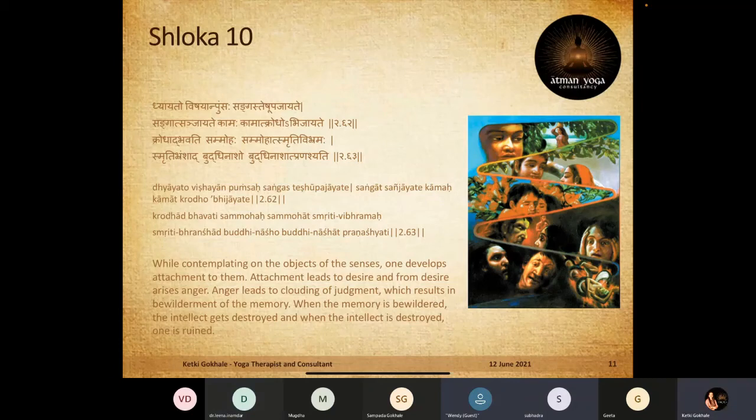Anyone wants to chant this? Shall I do, Ketki? Yes. Do you want to just chant or? Yeah, I will chant. Yeah. Okay.